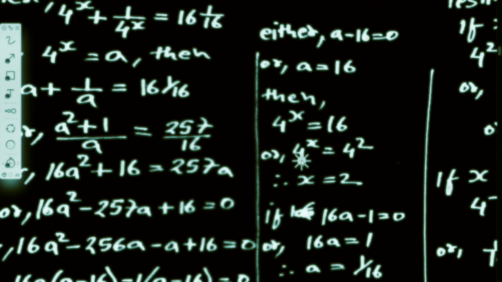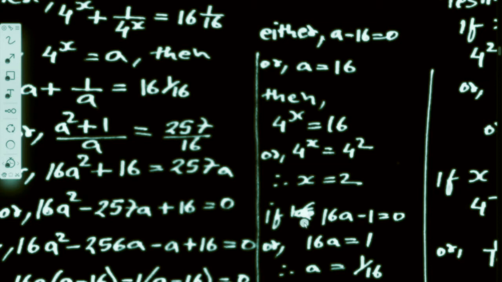So now here the base is the same, 4 and 4, the base is same. So in place of x, we can easily write x equal to 2. So therefore x equal to 2 is our first value, one value of x.